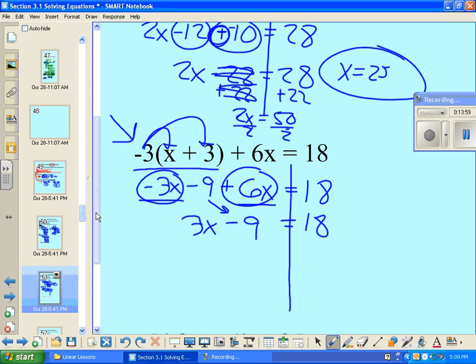Now again, once I've done those 2 steps, now it's just a 2-step problem to solve, which again is kind of like a review from the previous section. Add 9 to both sides. Gets rid of the 9s here. I have 3x equals 27. Divide both sides by 3. And I'm getting x equals 9.